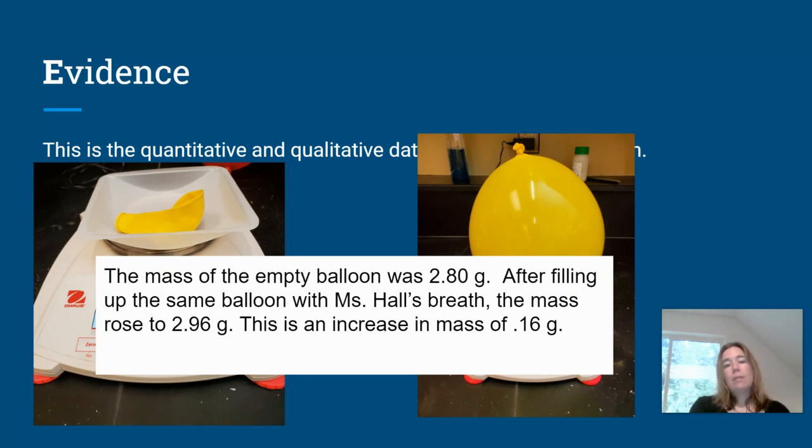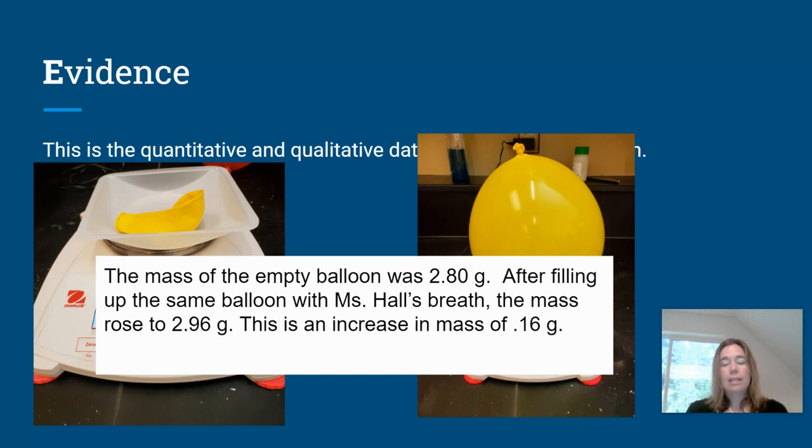Okay, so here would be my evidence. The mass of the empty balloon, my E in my CER, I should say, because you'd probably have a data table up above. And you would say the mass of the empty balloon was 2.80 grams. So that's my low value. After filling up the same balloon with Miss Hall's breath, the mass rose to 2.96 grams. And then this shows an increase in mass of 0.16 grams. I am not analyzing anything. I am just simply stating the key pieces of evidence.